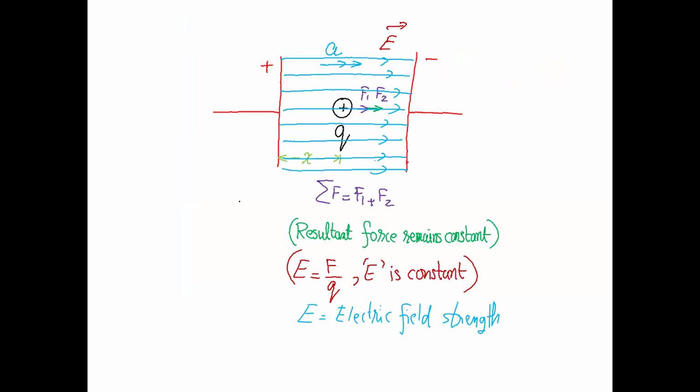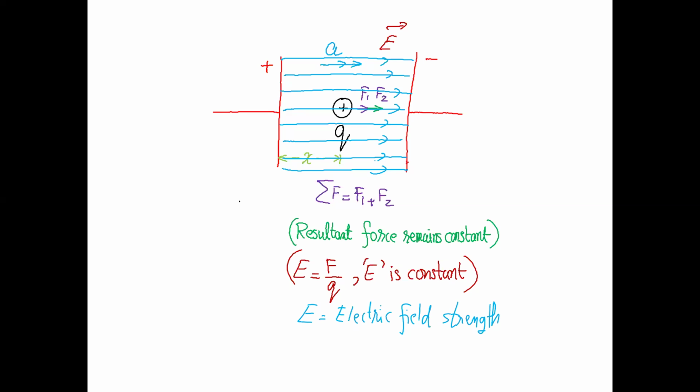Now look at this idea. The total force remains constant, E is equal to F upon Q. Now, what is electric field strength? Electric field strength is also called the field strength. So the field strength does not change. Electric field strength remains constant.